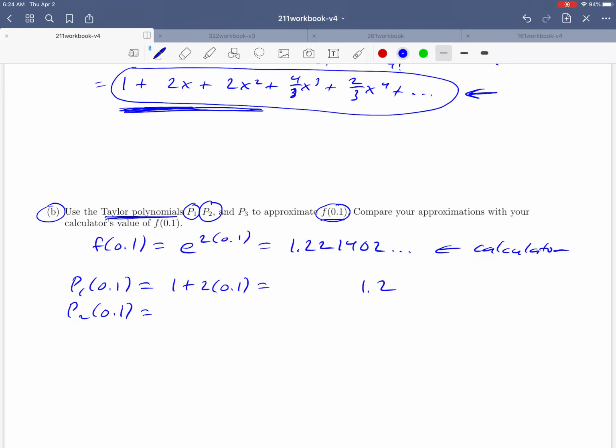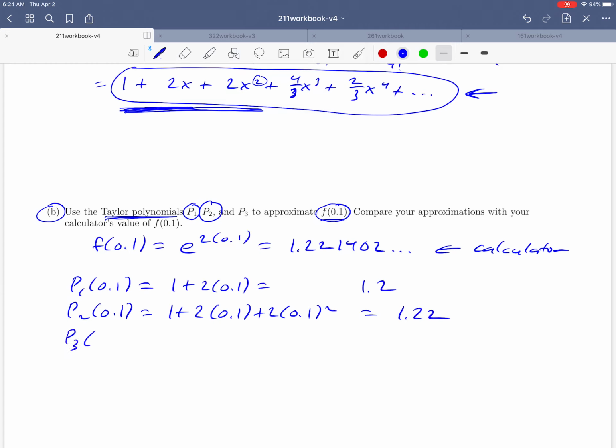That's what the 2 means when we write P2. It's referring to the power here. And we're going to plug 0.1 in for all of those x's. Okay, so we've got one more term this time. And you can double check my calculations. If you add up those three terms, this time you're going to get 1.22.